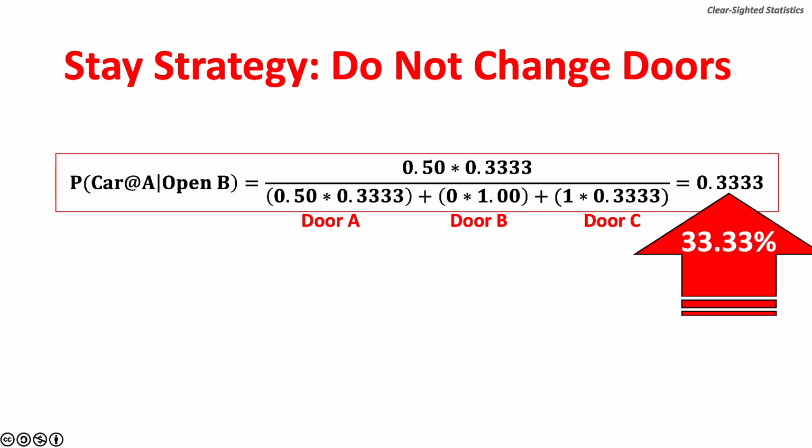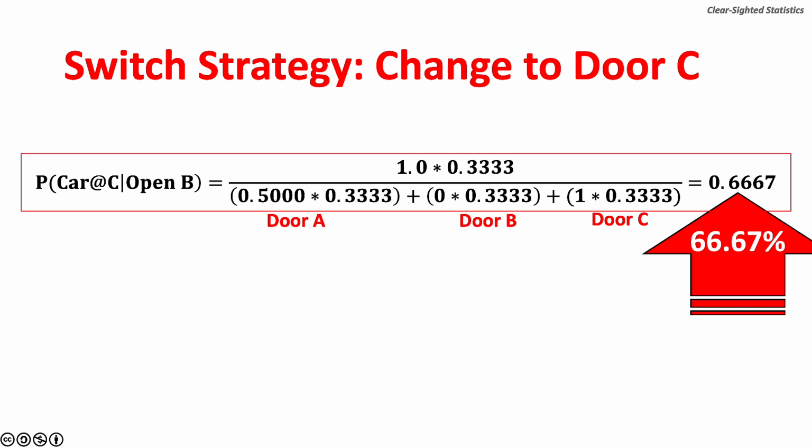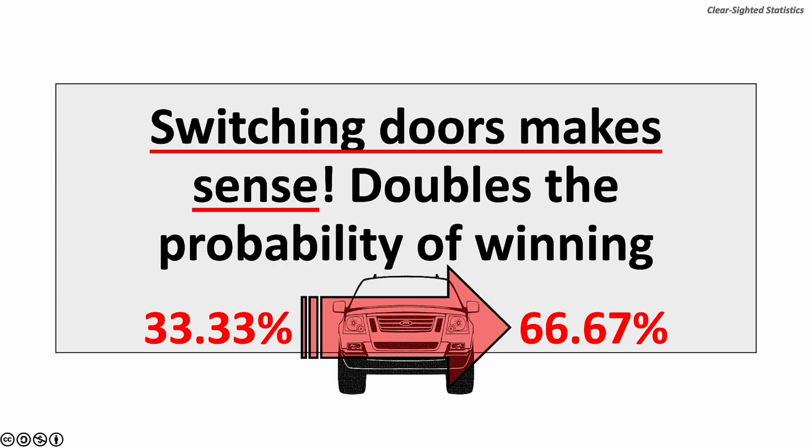The stay strategy, sticking with door A. The probability that the car is behind door A when Hall opened door B is 33.33%. Nothing is gained from the stay strategy. Switching to door C doubles the probability of winning the car. The probability of the car being behind door C when Hall opens door B jumps to 66.67%. Switching doors makes sense because it doubles the probability of winning the car. The probability of winning the car goes from 33.33% to 66.67%.